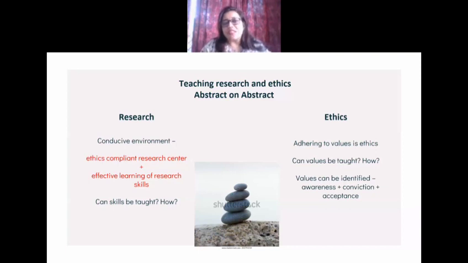Practice alone can make us teach certain aspects of law and certain aspects of research as also ethics. So what the teachers have to provide would be the ethics compliant research center, along with effective learning of research skills by the students. Here comes giving training to the students to learn those essential research skills, without which they find a vacuum, without which they feel manipulated or they feel tempted to take up practices which are considered to be unethical. So the question comes here, can skills be taught? If so, how can it be taught?